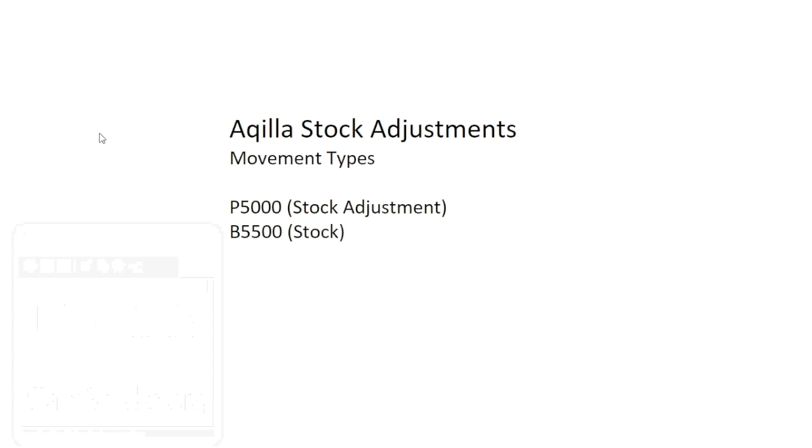Part 1. Movement Types. We will be using the following general ledger accounts for this exercise: P5000 stock adjustment and B5500 stock. We treat the downward adjustment of inventory as a stock issue and the upward adjustment as a stock receipt, so we'll need to set up a movement type for each one. Let's start with the downward adjustment.